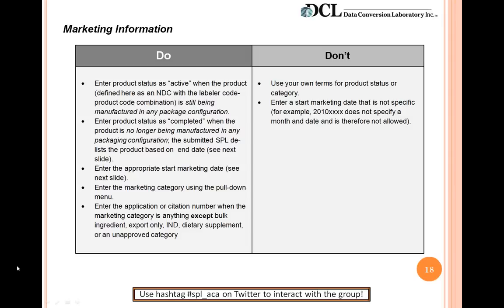Don't use your own terms for product status or category, and don't enter a start marketing date that's not specific. For example, 2010XXXX does not specify a month and date and is therefore not allowed. In the case of approval submissions where it's not really critical what you put there for the start marketing date, it needs to be all zeros in order to render properly.